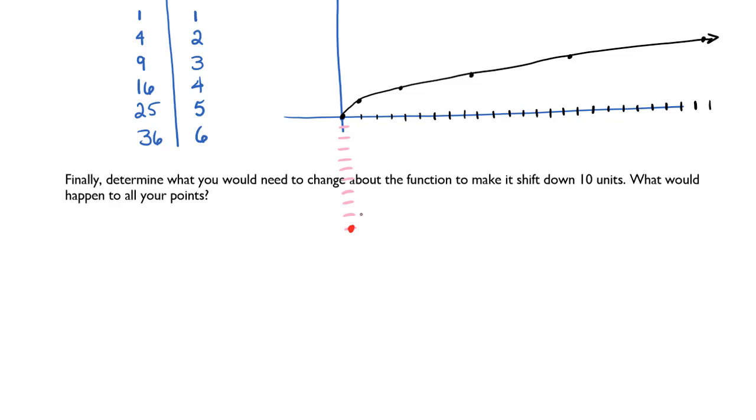1 would be at negative 9. 4 would be at negative 8, and so on and so forth. So the shape of the graph would remain the same, but it would be shifted down 10 units.